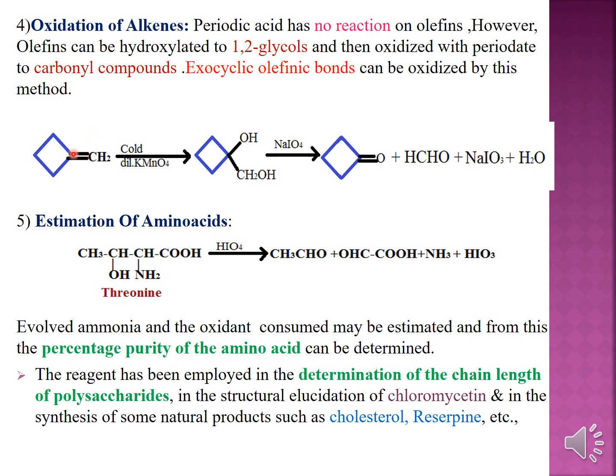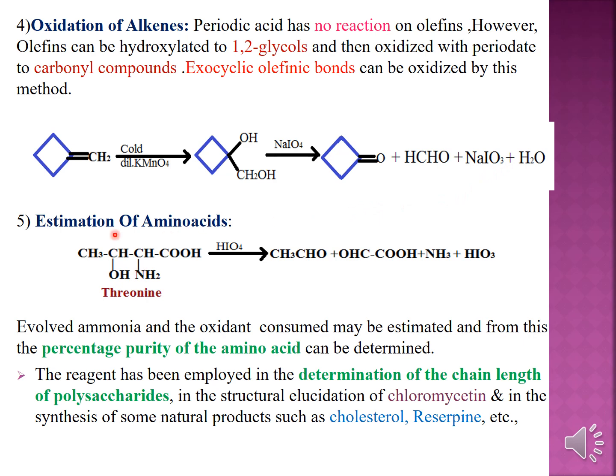If we are taking the exocyclic olefinic bonds, upon treatment with cold, dilute KMnO4, you are resulting with the glycols. First the glycol is obtained, and then when it is treated with sodium iodate, it gets converted into the ketone molecule. With this treatment, it is getting reduced to a ketone and the formaldehyde, and this gets cleaved out as HIO3 with the cleavage of one water molecule.